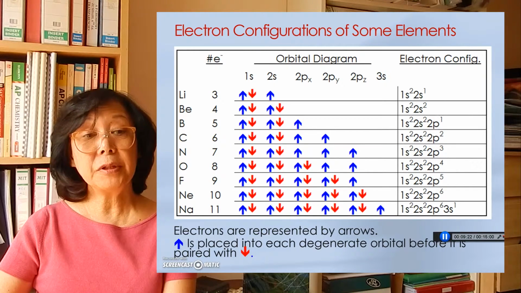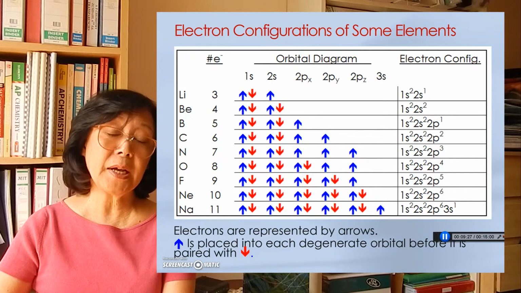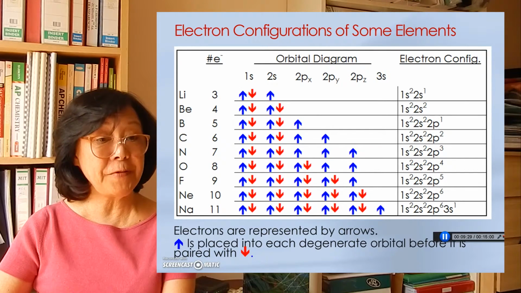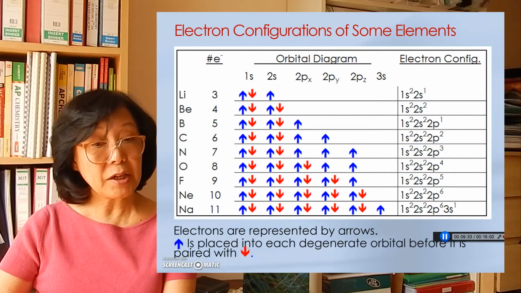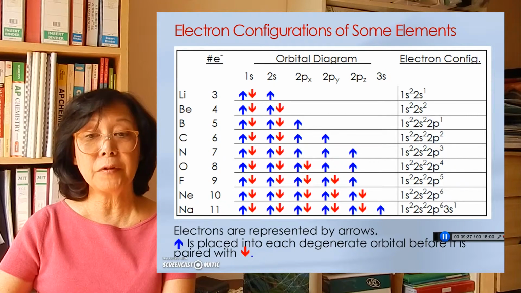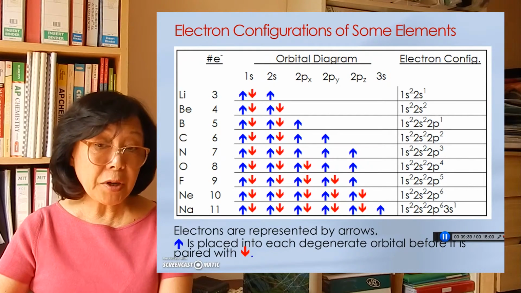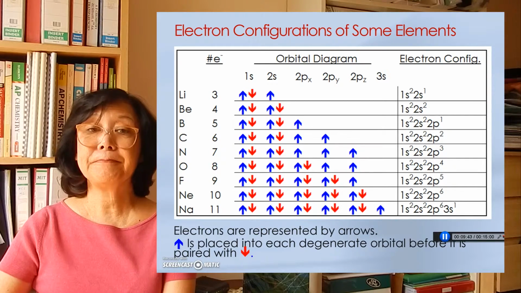Now then, if you go to neon, you would have a total of 10 electrons, and the 2p orbitals are fully filled. Then when you go into sodium, it has 11 electrons, so the 11th electron will go into the new energy level, which is called 3s1, because the second energy level is fully filled.